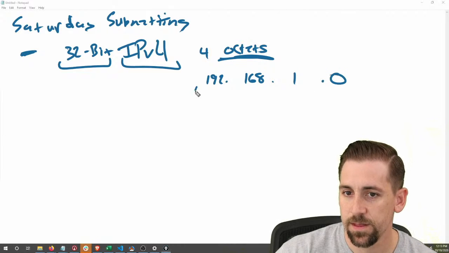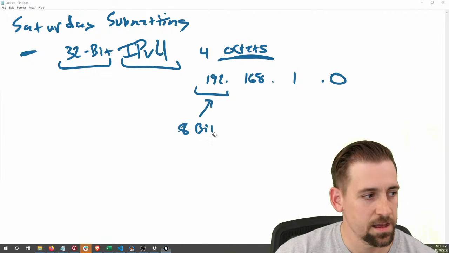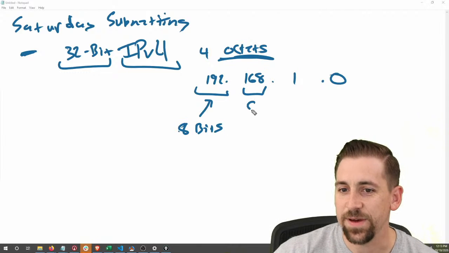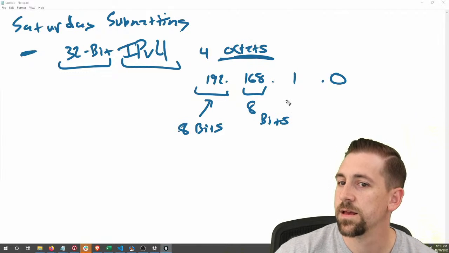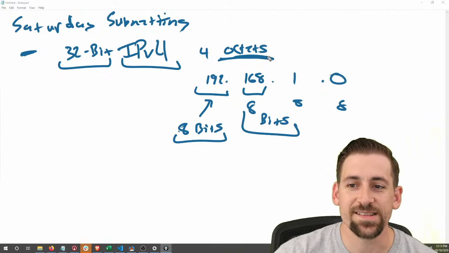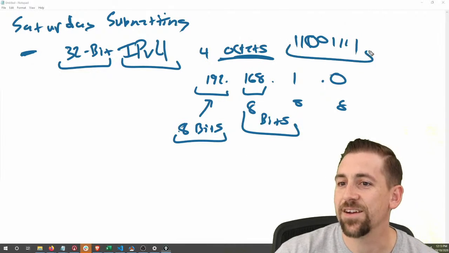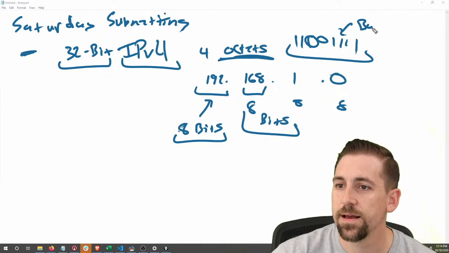.168.1.0. This is 8 bits. This is 8 bits. And 8 and 8. Those are these octets, right? 8 bits of ones and zeros, identifying a base 10 number.